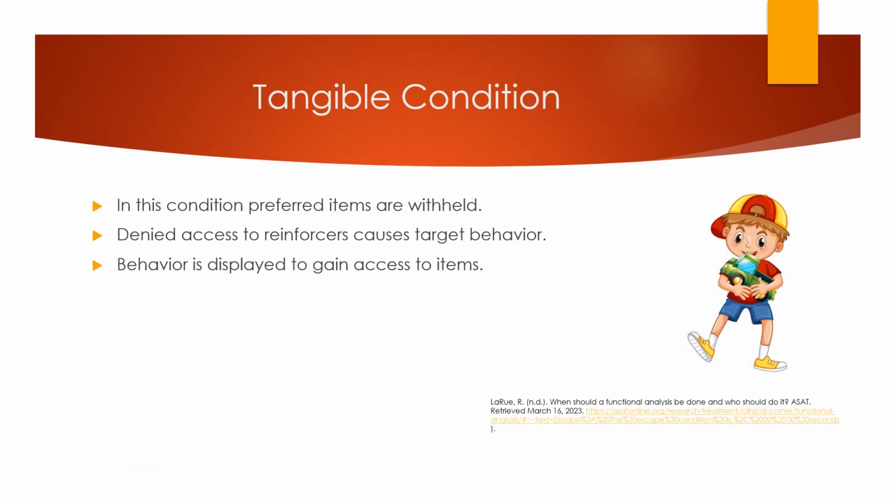When testing the tangible condition, a typically reinforcing item will be taken away to observe if the target behavior occurs. The therapist will provide a reinforcing item to the client and let them play with it for 1 minute. The therapist could then say something like "my turn" and retrieve the item from the client.